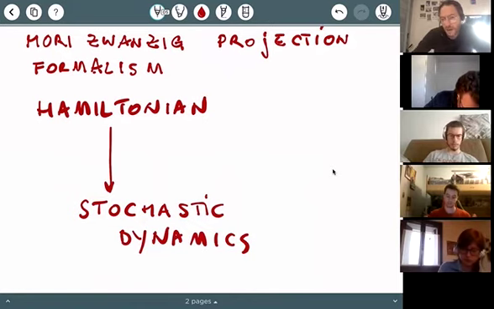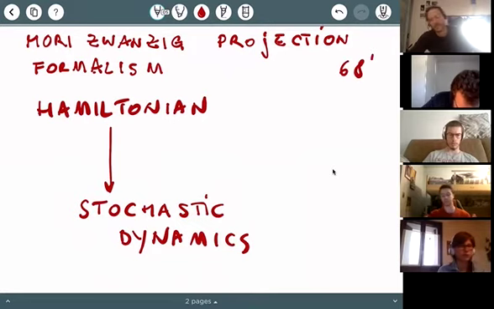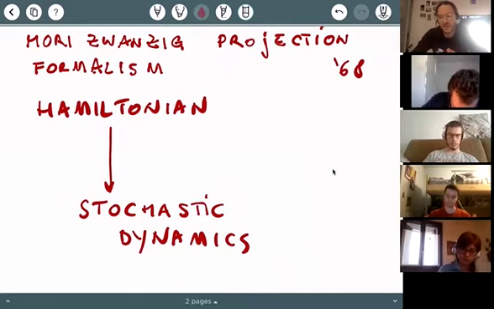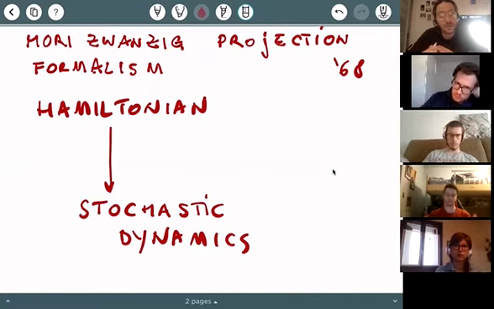Now, the Mori-Zwanzig projection formalism dates back to the late 60s. I think it's 68, not sure 100%. Could be 68. And if you read the literature or the textbook of Mori-Zwanzig, it's a fairly abstract formalism, beautifully elegant, but very little transparent from the point of view of physics.